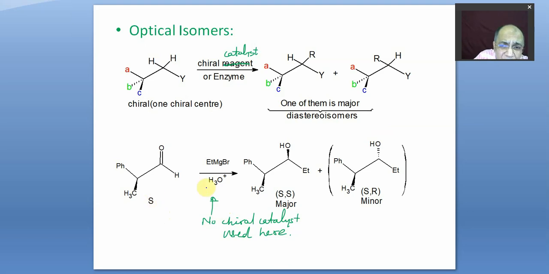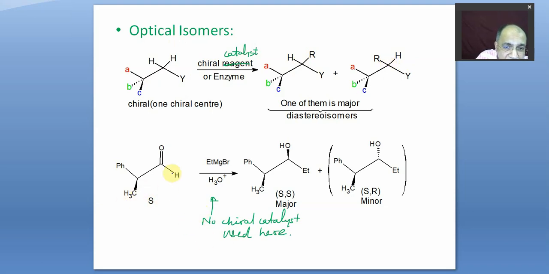But there are some cases where you need not use chiral catalysts. Chiral catalyst influences the reagent. I have not shown how R came. There must be some reagent having R, but you have to have a chiral catalyst to influence the formation of R for this chiral center over the S of the same chiral center.